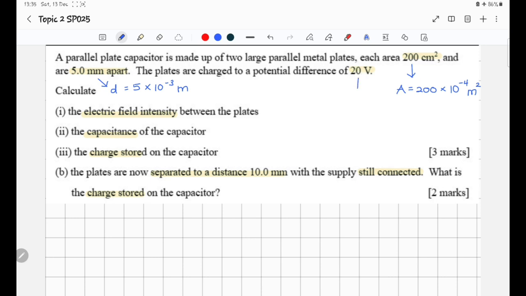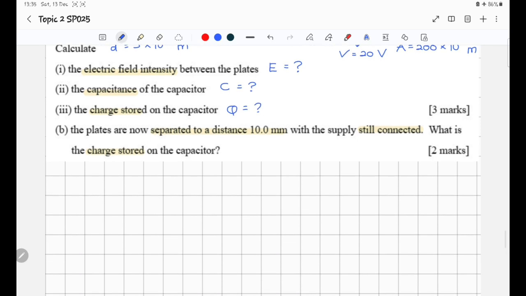And then here is already the value of the potential difference, or simply in this chapter we use the symbol V only, which refers to voltage. So the first thing we want to find is E. The second is the capacitance. The third is the charge stored. So let's focus on questions 1, 2, 3 first.